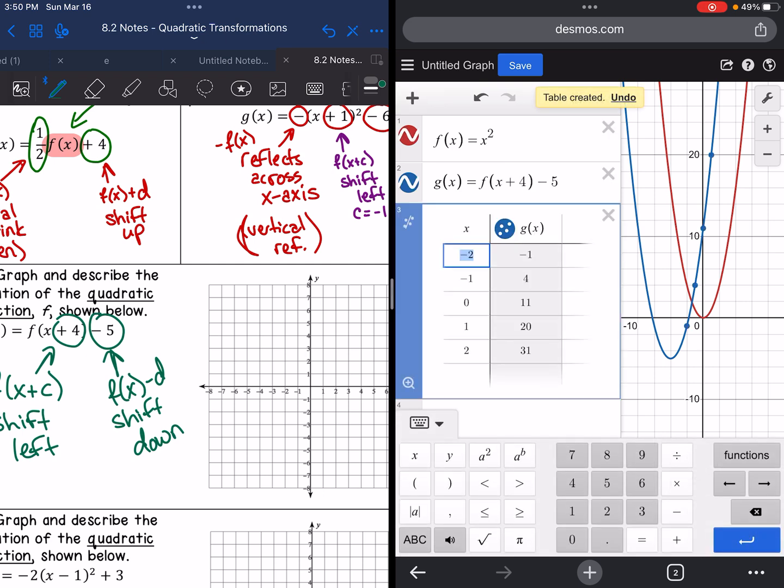And so if I click the table icon, it will bring up a chart that you can use as a table for that one. And so on my table that it shows me right now, it says at -2 for my x, I've got -1 for my y. -1 is +4. And then we've got 0, 11.